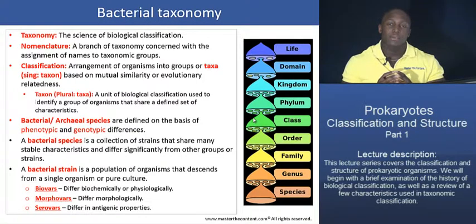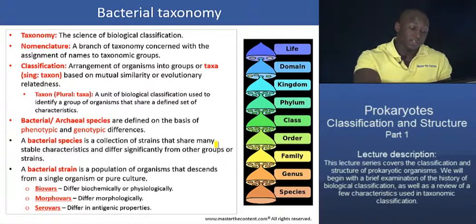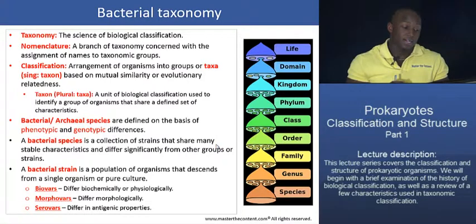When we're talking about bacterial cells, they do not have the ability to reproduce sexually. They reproduce asexually. So we have to think of bacterial species differently, which leads me to the definition on the screen. A bacterial species is basically a collection of strains that share many stable characteristics and differ significantly from other groups or strains. That's, in a nutshell, a very basic definition.